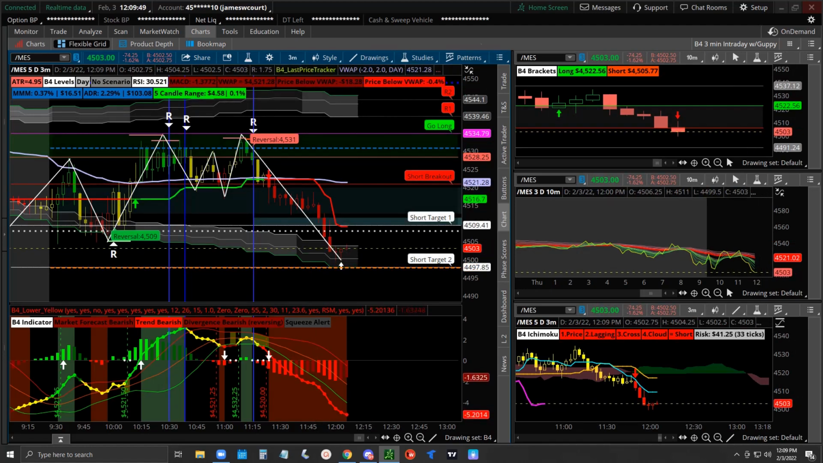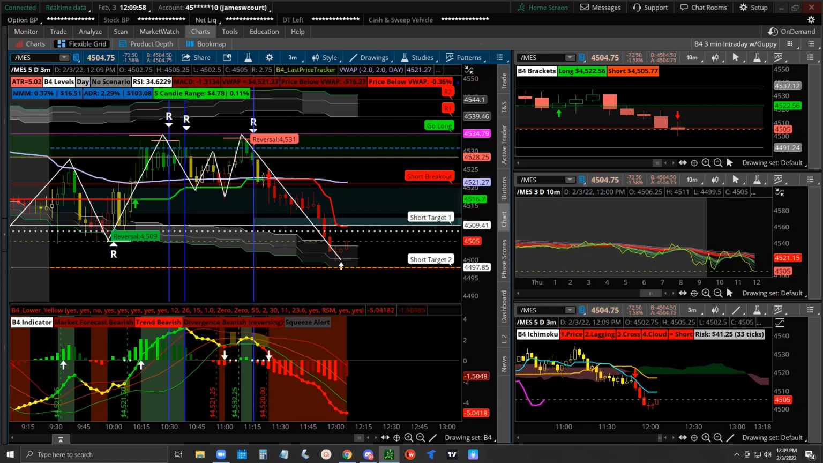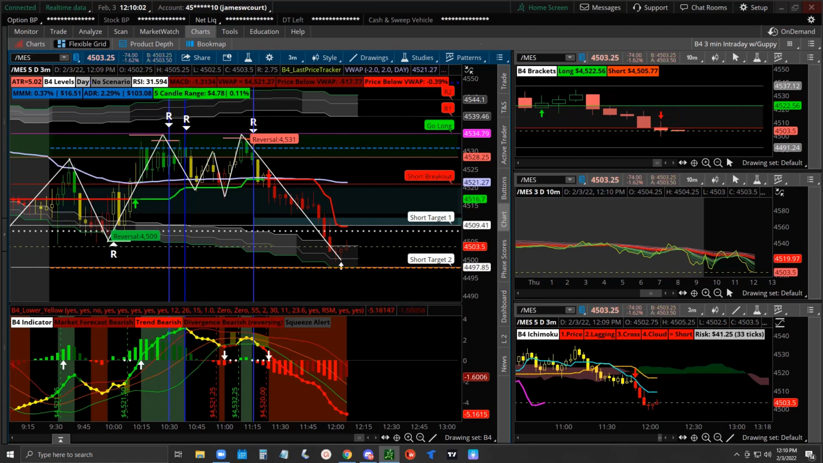But again, I'm not expecting a huge bear run today because of this mess. It was not a bull trend. It was not a bear trend. It was up, down, confusion. So this confusion will affect the rest of the day. So don't expect big runs.